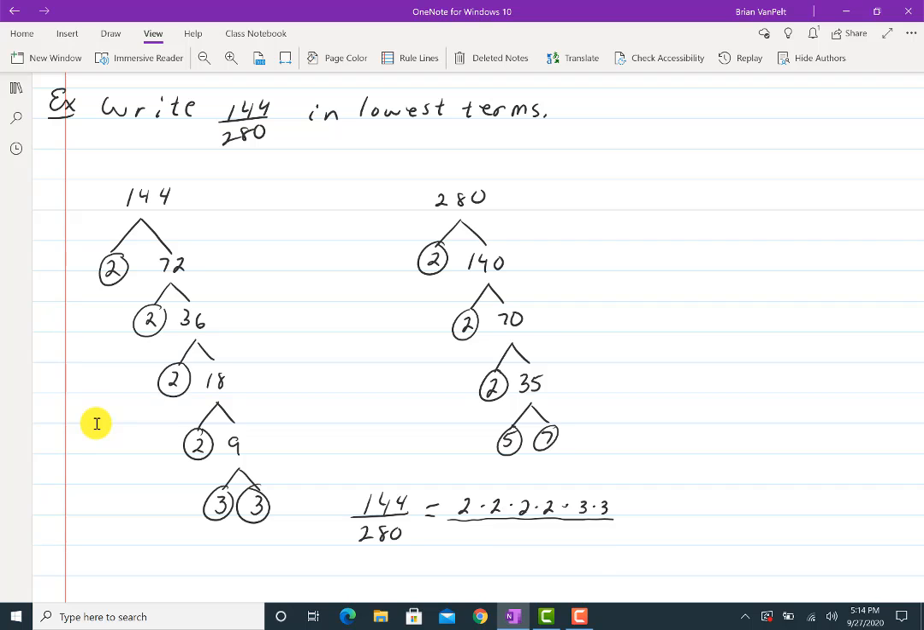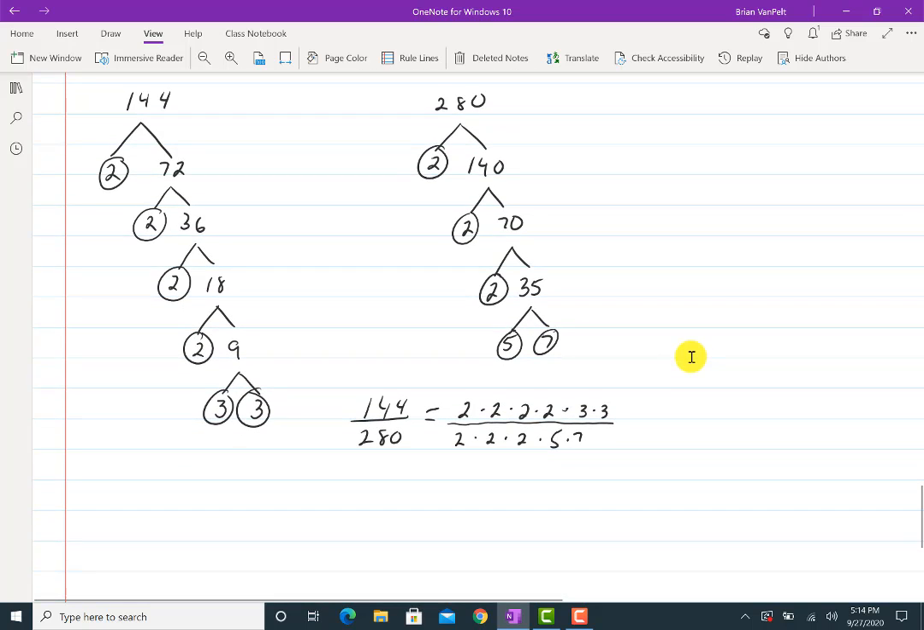For the denominator, let me look along the 280. I have 1, 2, 3 2's, and then a 5, and then a 7. So I have 2 times 2 times 2 times 5 times 7. Now what I'm going to do is start canceling off these prime numbers. I can take out a 2, another 2, and another 2. I took out 3 2's from the numerator and denominator.